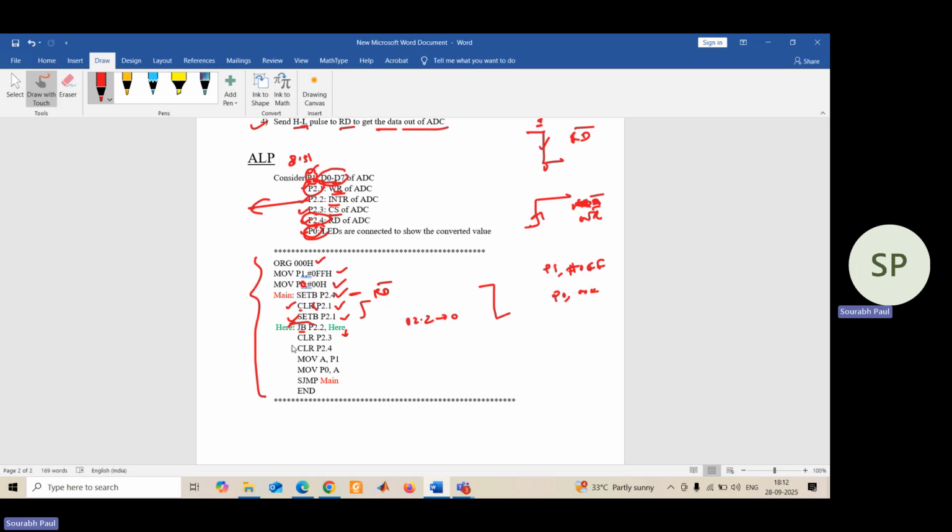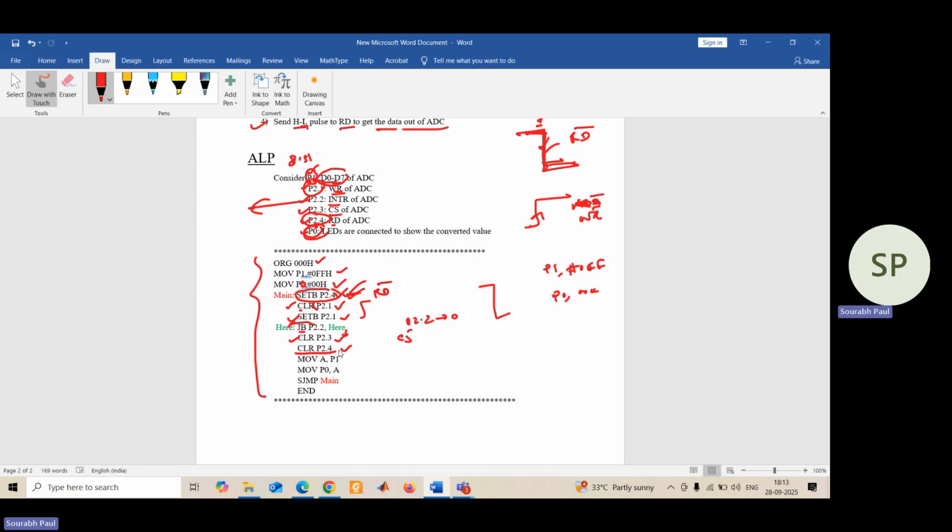Now, after that, what do you have to do? You need to immediately activate the CS bar line. Where is CS bar connected? P2.3. How to activate it? Make it clear: CLR P2.3. And after that, if you remember, for the RD bar line, I had initially made it 1. Now I have to make it 0 to activate my RD bar line. A 1 to 0 transition should be there. So initially the value was taken as 1, and now with CLR P2.4, I have made it 0.